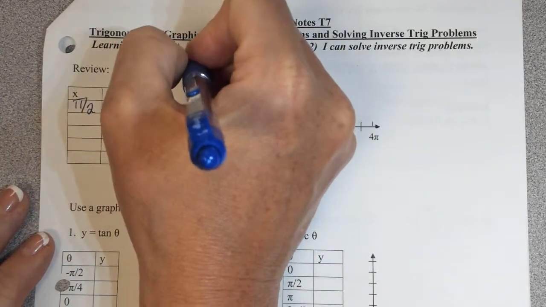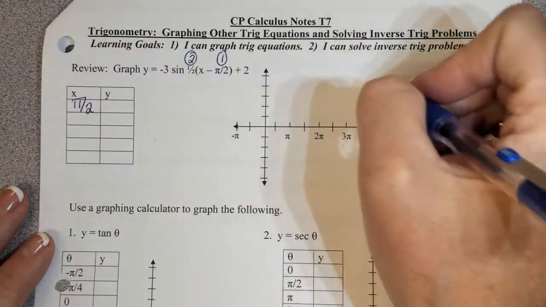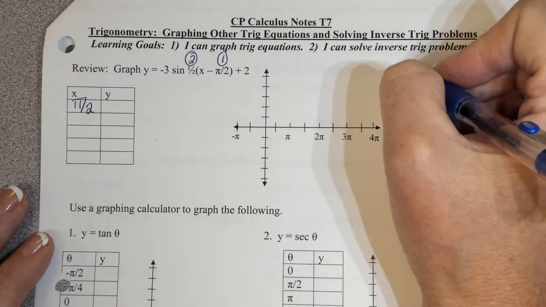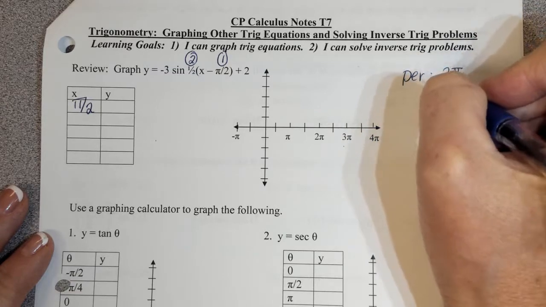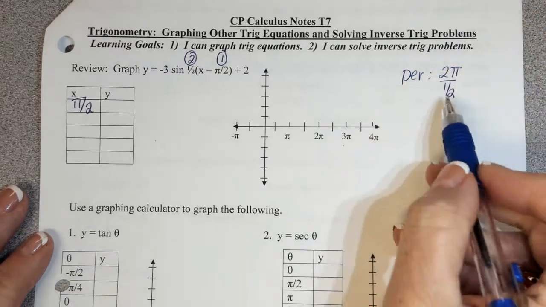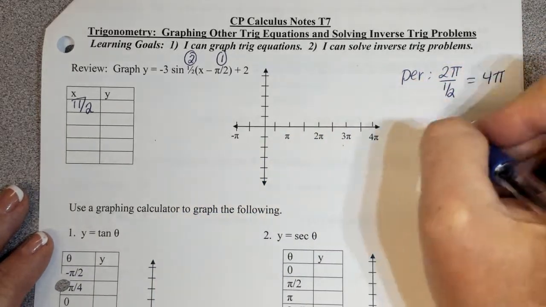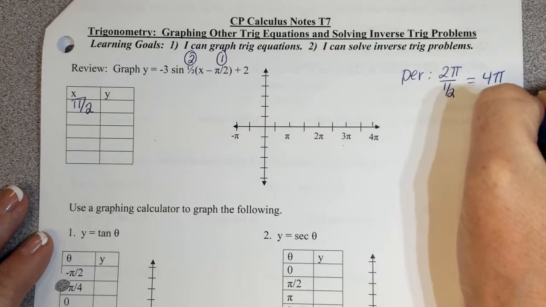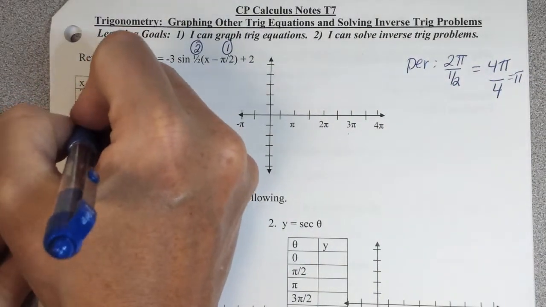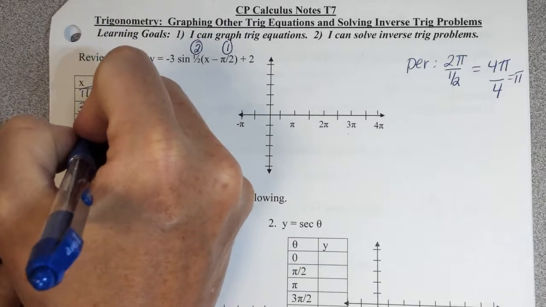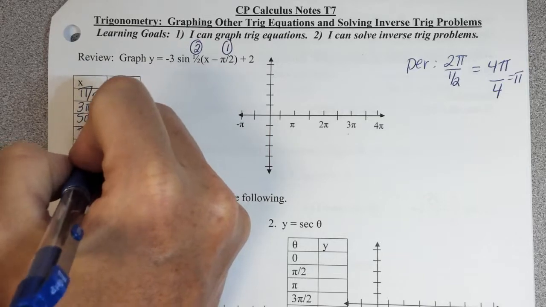The next thing we want to look at is right here. That's going to result in a change in the period. So for these problems, normally the period's 2 pi, but in this case, we're going to have to do 2 pi divided by b, which is 1/2. And so what is 2 pi divided by 1/2? 4 pi. If I take that period and I divide it by 4, that's going to tell us how much to add on every time. So if I added on a pi, that's going to be 1.5 pi, 2.5 pi, 3.5 pi, and 4.5 pi.